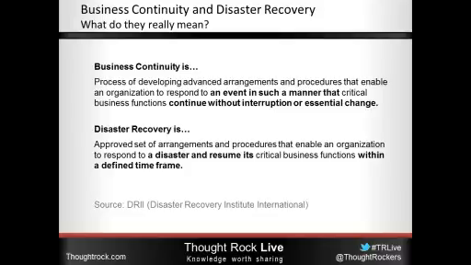Then from there, we actually set the recovery time objective for each one of those critical business functions, those critical business processes. And all of them have interdependencies to some degree on the infrastructure, people, facilities, process, technology, data in some cases. So those pre-advanced arrangements are all part of a disaster recovery solution.